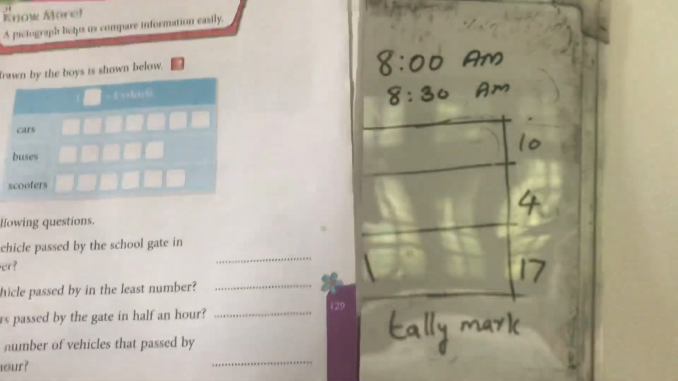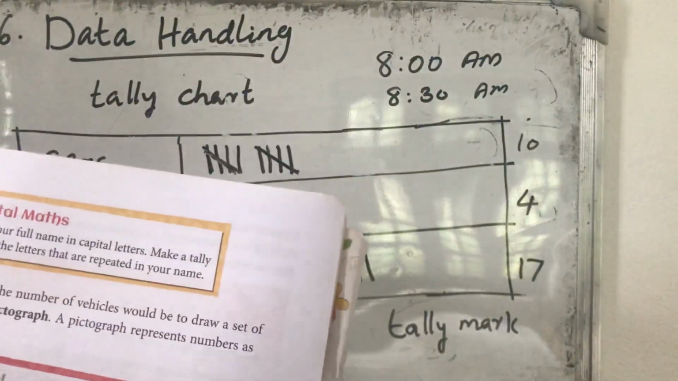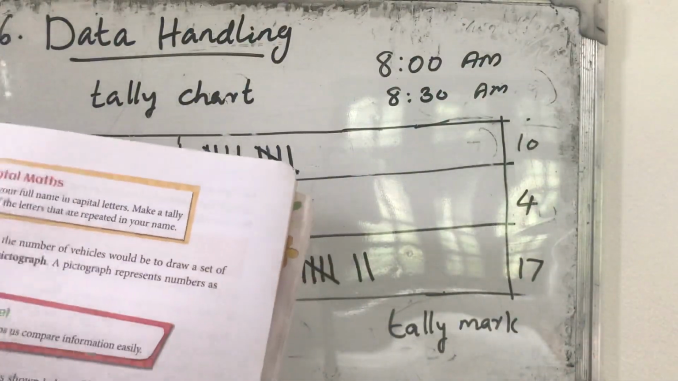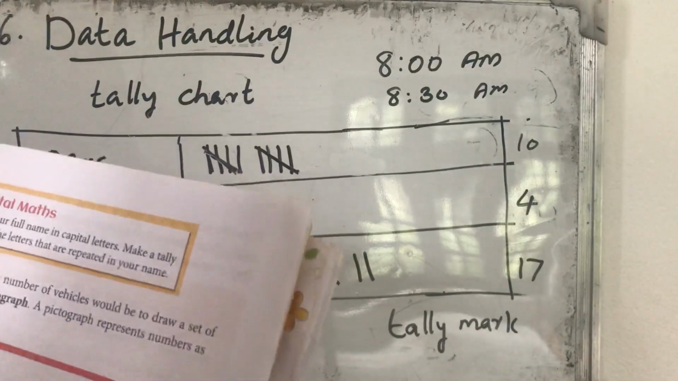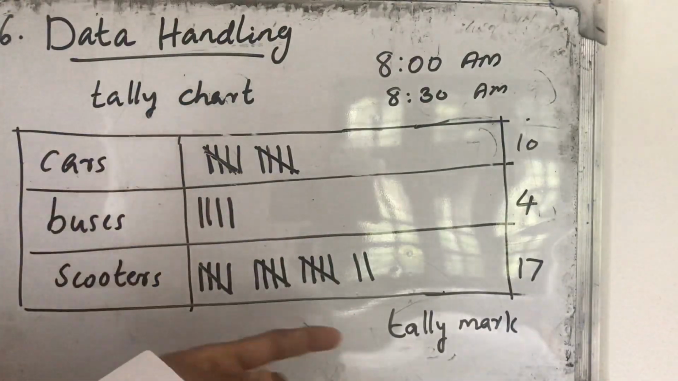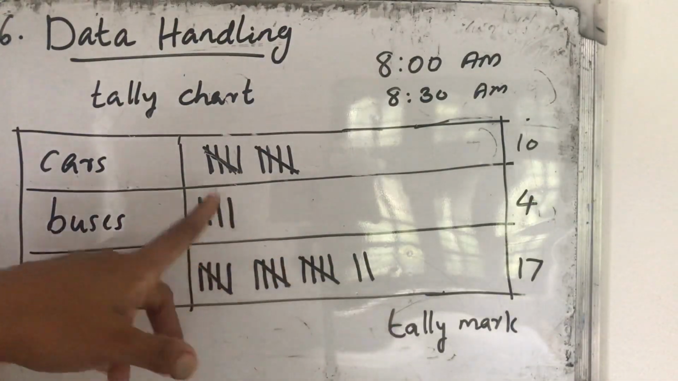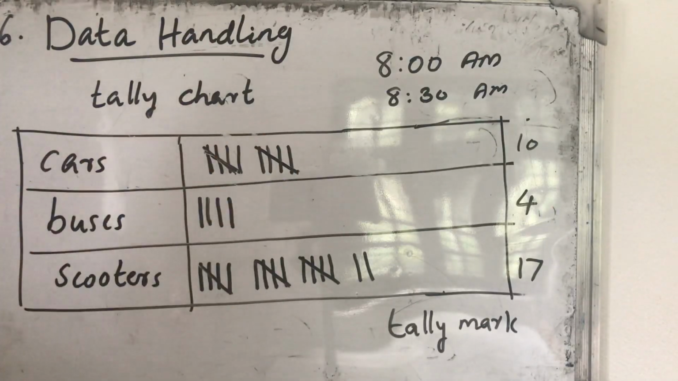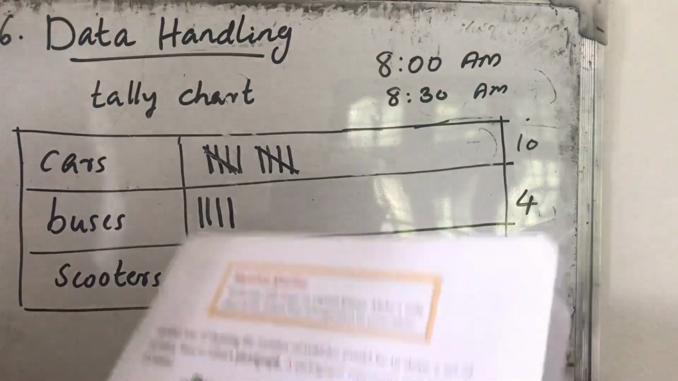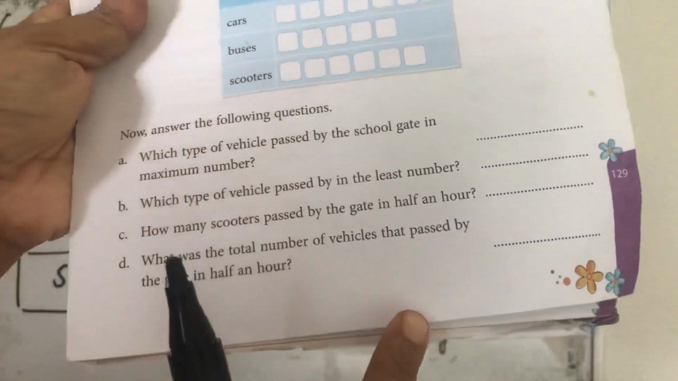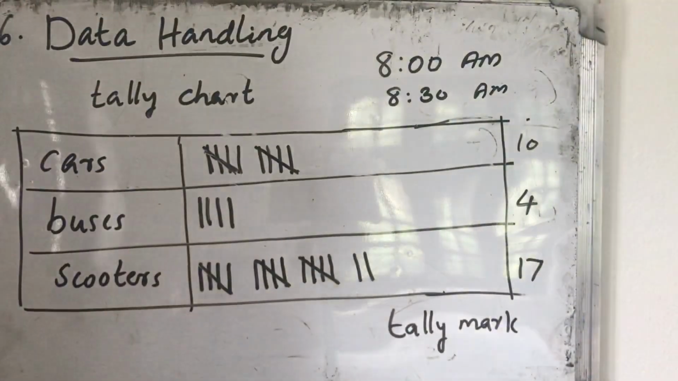Okay, so this is what is meant by data handling, and we just discussed tally chart. This mark is called a tally mark, and this representation of this type is called a tally chart. And pictograph also we just discussed, and you want to do this as homework. Okay, the remaining we can take in the next class. Okay, thank you.